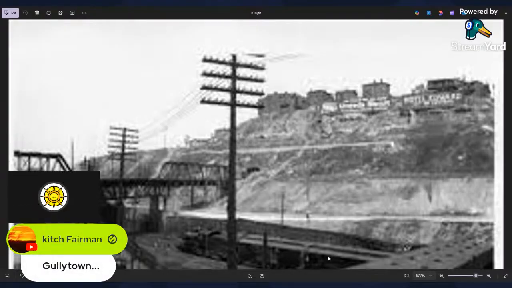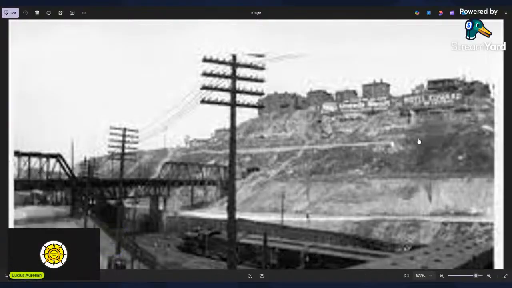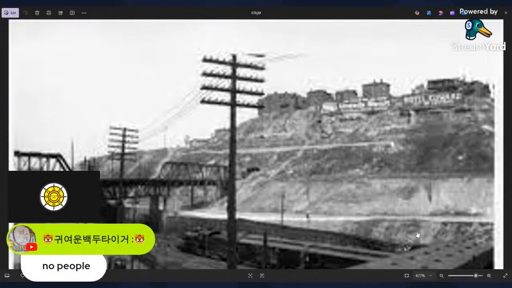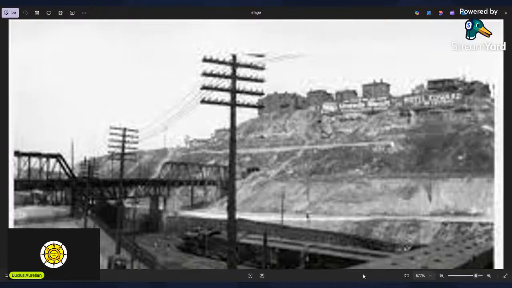Kitch, our Kansas City native, Gully Town. Yes, yes, yes. And again, we have these power lines, or what appears to be these power lines. And what makes it very interesting. No people. Yeah, well, once in a while you'll see people, but it is very, very rare, isn't it?